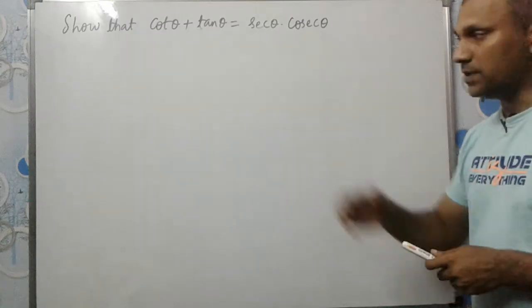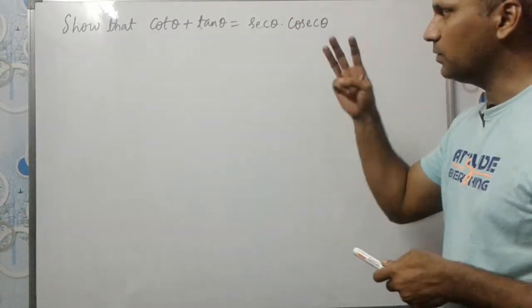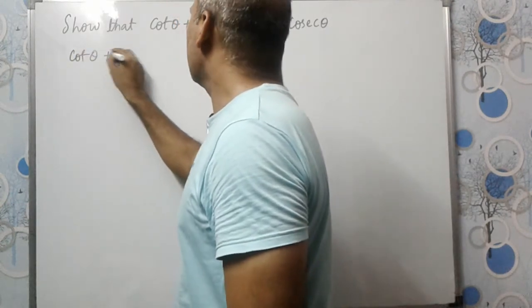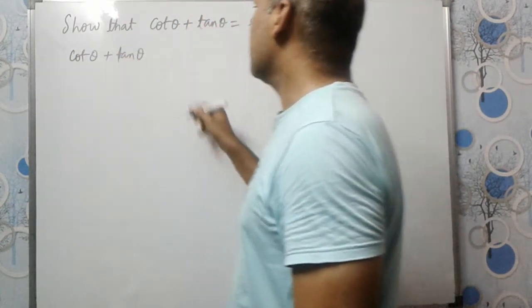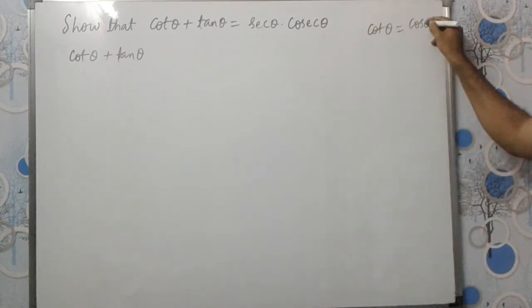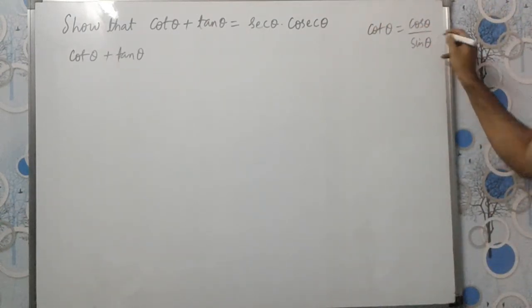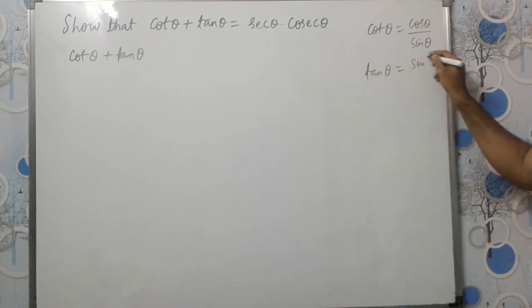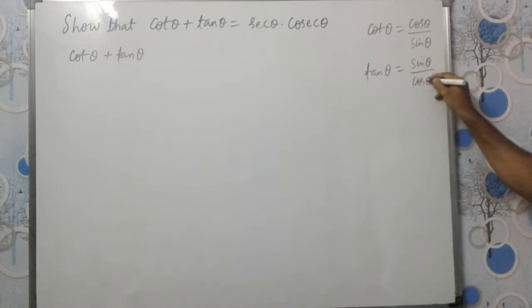Third method. We solved this problem using two methods. Let us do it in the third method. Cot theta plus tan theta is given. We know cot theta is cos theta divided by sin theta. And what is tan theta? Sin divided by cos theta.